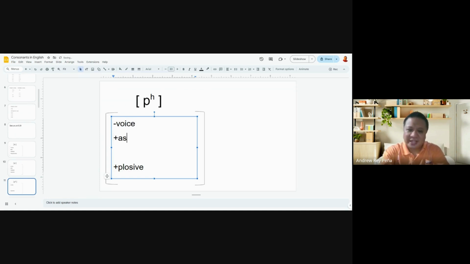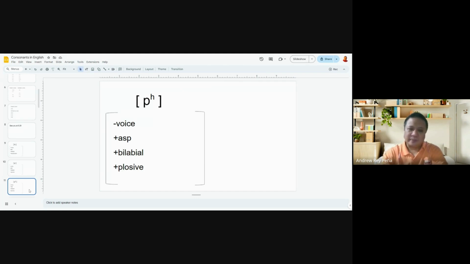So this one is voiceless. It's plus asp, meaning it's aspirated. It's bilabial. So it's voiceless, aspirated, bilabial, plosive. Okay? It's voiceless, aspirated, bilabial, plosive.